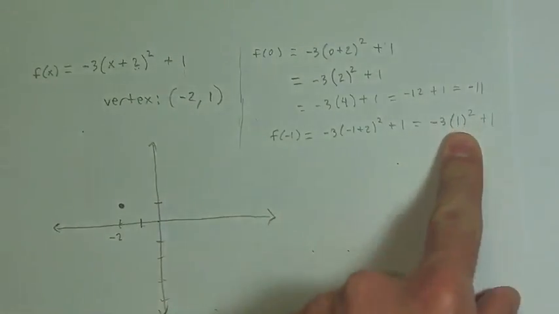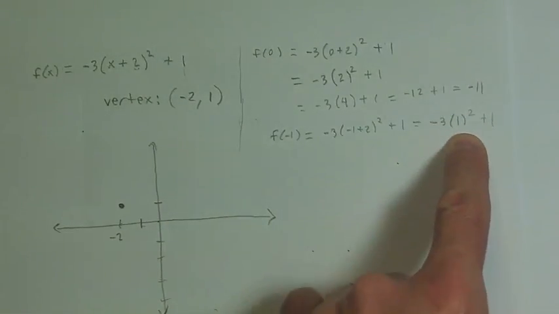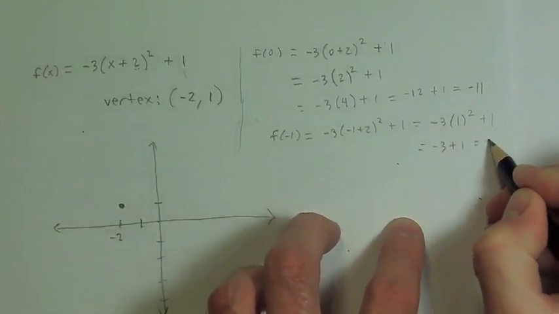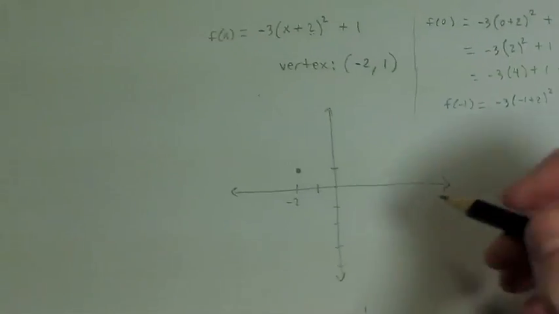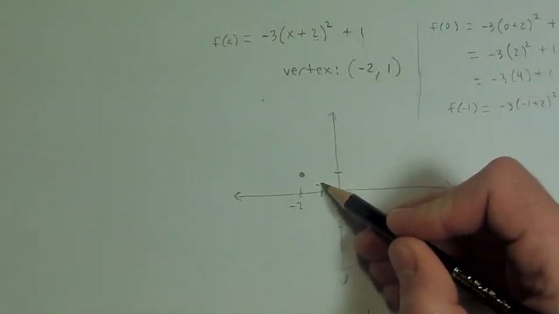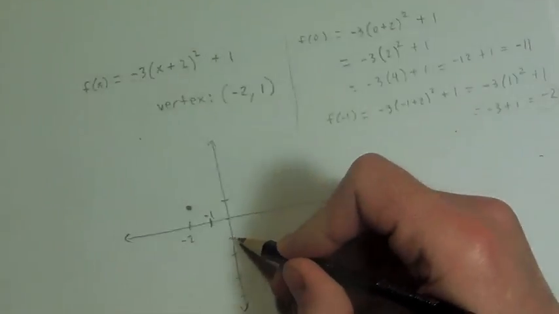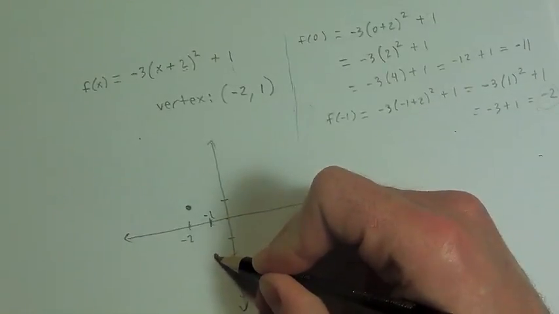All right, and the math is already looking better, right? Because that 1 squared will just be 1. I get a -3 plus 1, we get -2. So we get, when x is equal to -1, y is -2. So we can go down to -2.